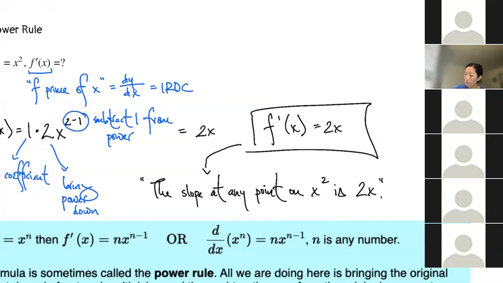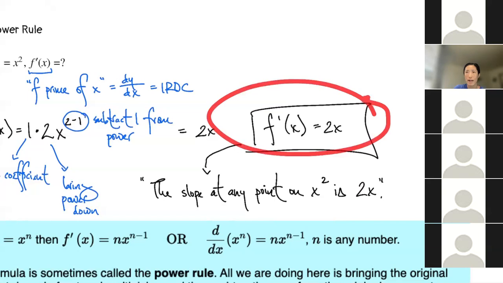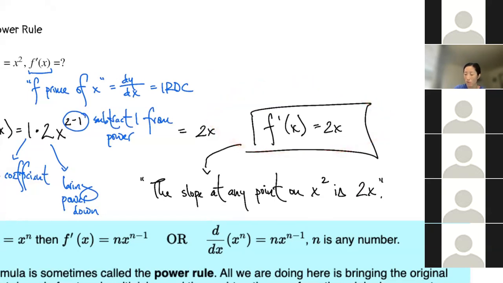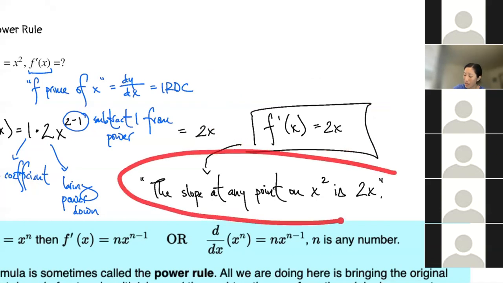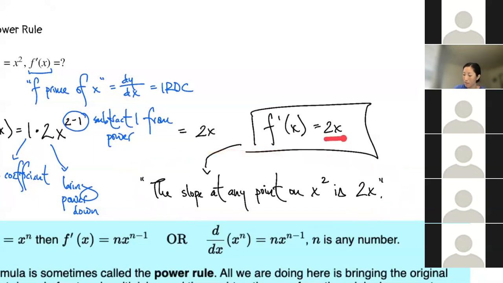Now, I think a lot of calculus instructors want you to know the power rule. I want you to know the power rule too. Okay, so I'm not saying I don't want you to know the power rule. But in addition to that, I want us to be really thoughtful about what our answer means. Okay, that the slope at any point on my function x squared is going to be my derivative, or 2x. Okay.